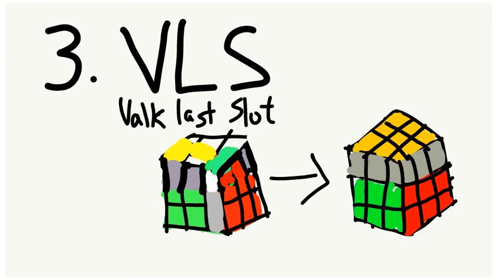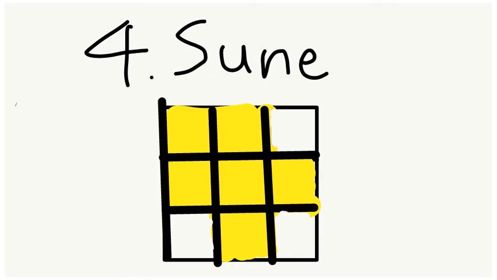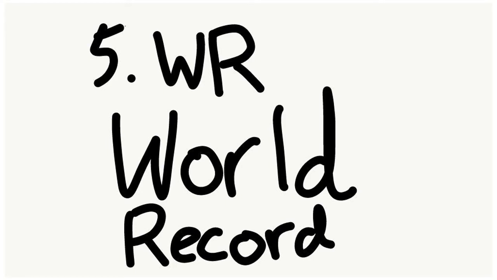VLS means Valk last slot, which means it solves the last slot while solving OLL. Mats Valk uses this technique to get his 4.74 world record time. Here it's just this shape that you see on the screen. It is an OLL case in CFOP, so you should know this.